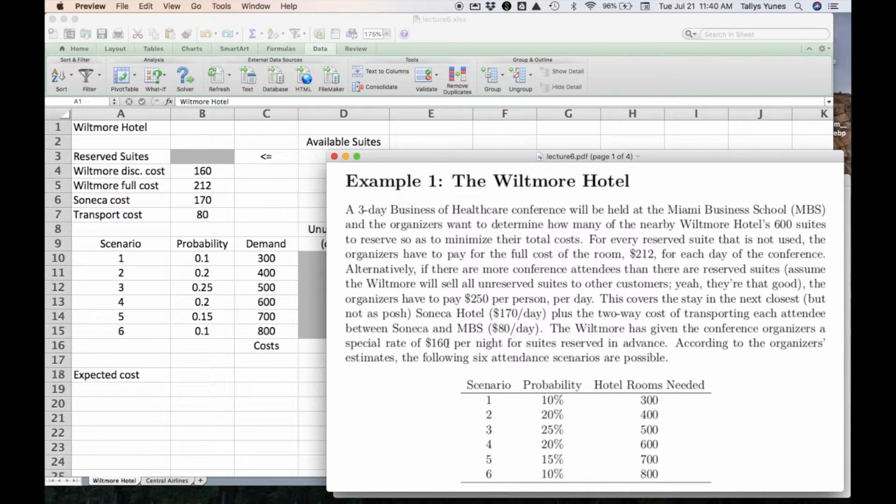Right? Now, what is the uncertainty here? The uncertainty is, I am not sure how many people will show up for the conference, but I need to book a number of suites in advance, because doing so saves me money, right? So if I book suites in advance, it's going to cost me $160 per night.